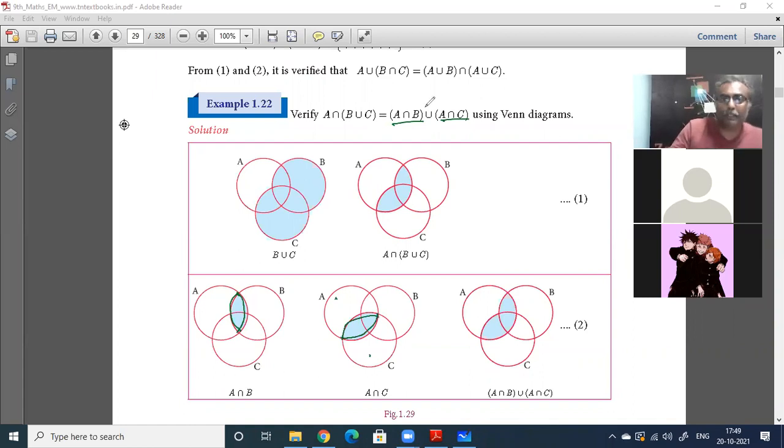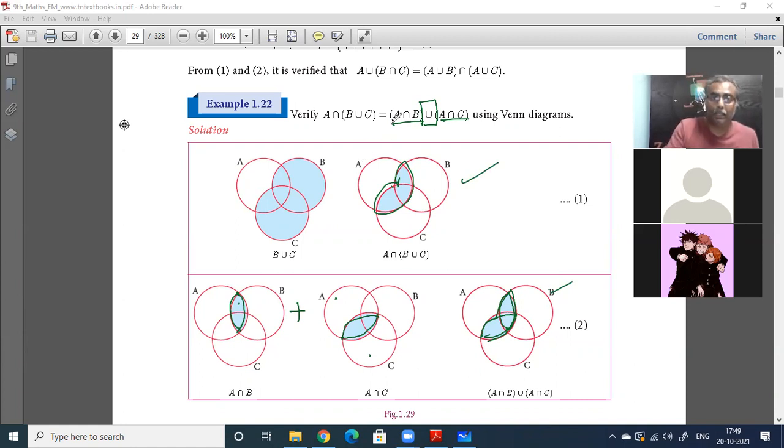Now it says you have to find the union of these two. This plus this. So that becomes again this plus this. So this is the result. Same result? Yes, same shape is coming both ways. This is 1, this is 2. So both are same.